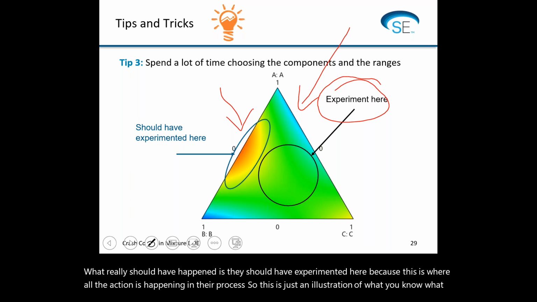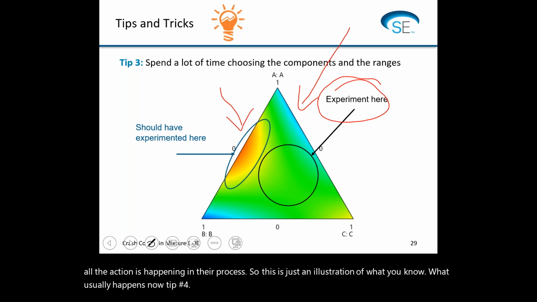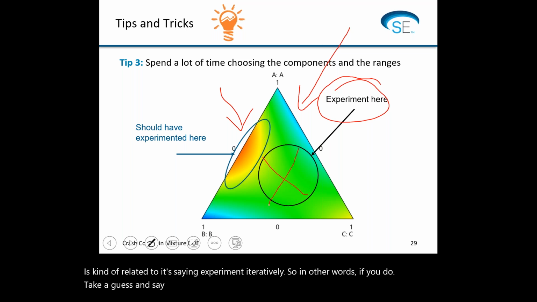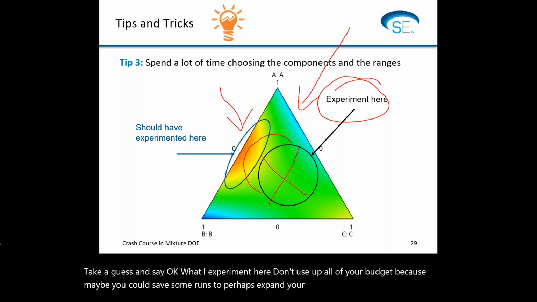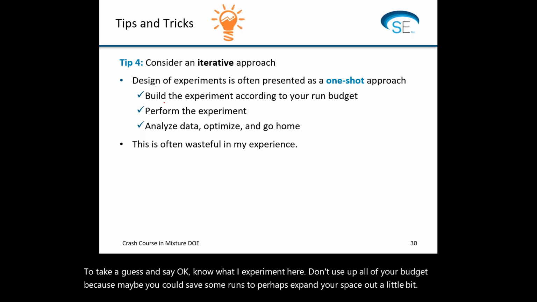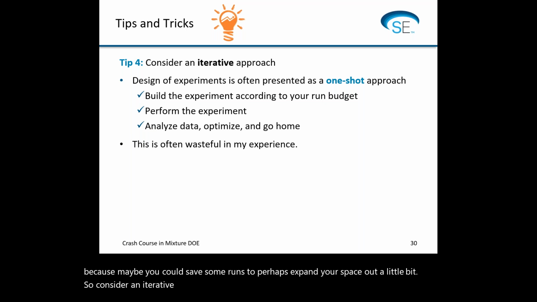Now, tip number 4 is related to this. It's saying experiment iteratively. So in other words, if you do take a guess and say, okay, I'll experiment here, don't use up all of your budget, because maybe you could save some runs to perhaps expand your space out a little bit. So consider an iterative approach. This is tip number 4.